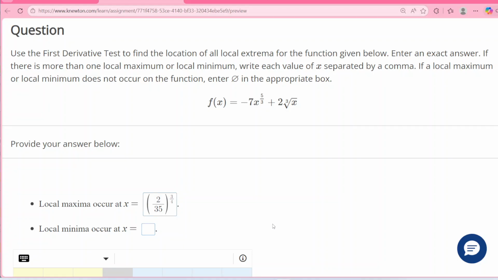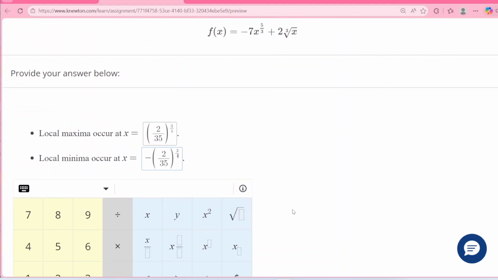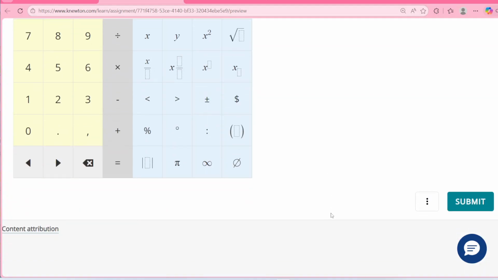And then the local minimum value you saw occurred at the opposite of that, negative 2/35. Be sure that the negative sign is not in the parentheses here, because if you do put it inside, it'll be imaginary. So it's the opposite of outside, 2/35 to the 3/4. And that should do it.